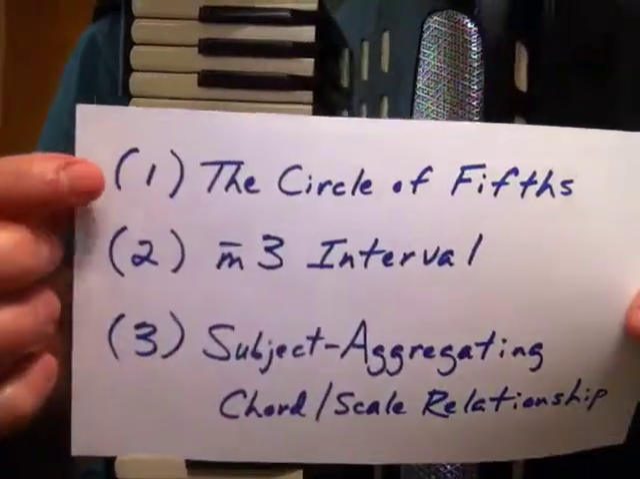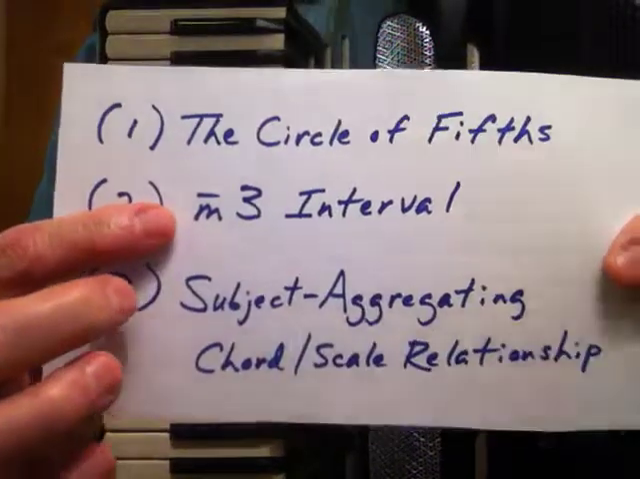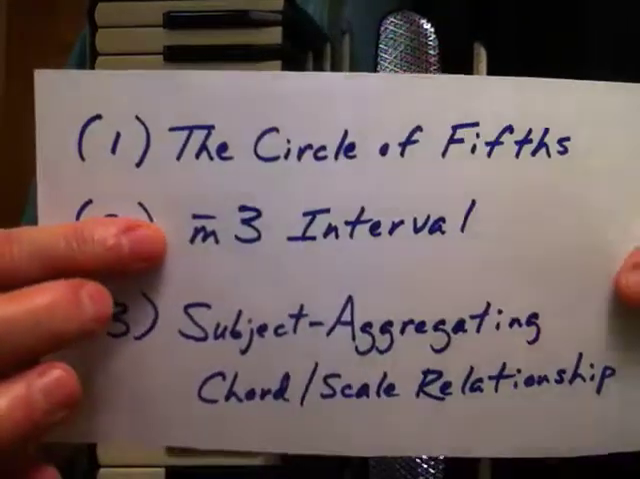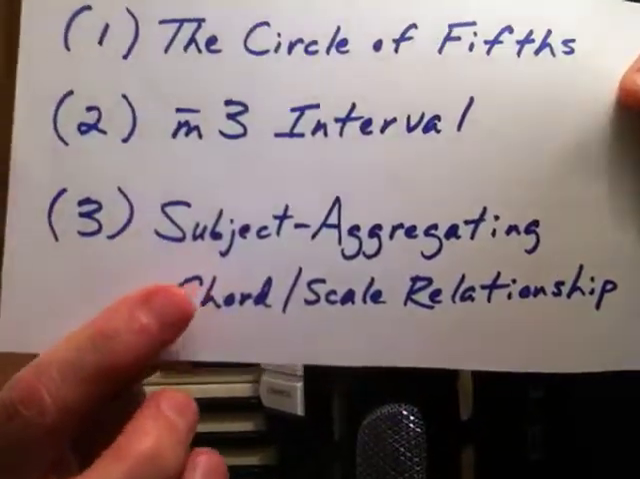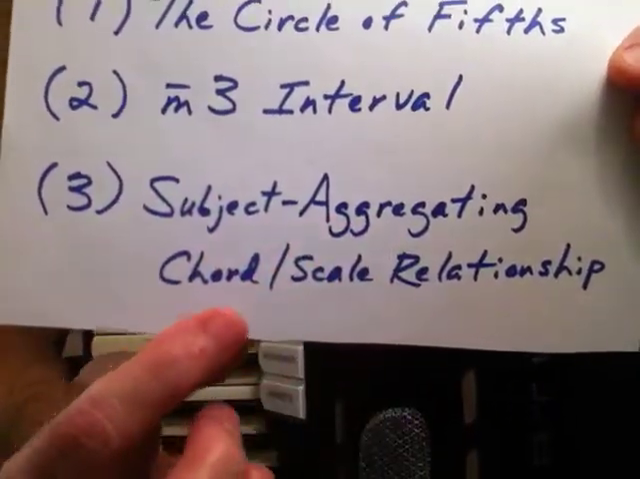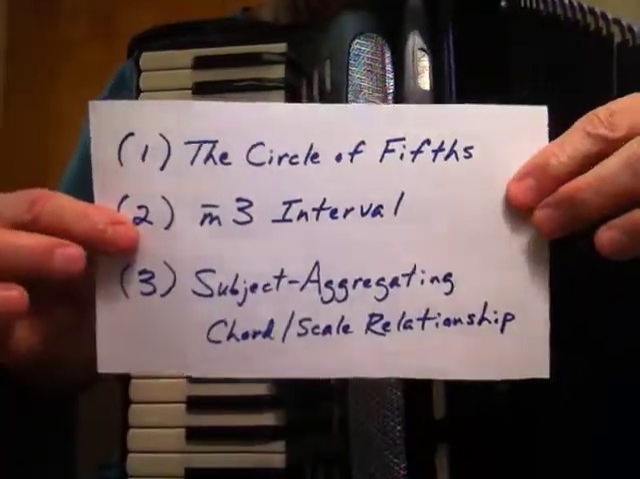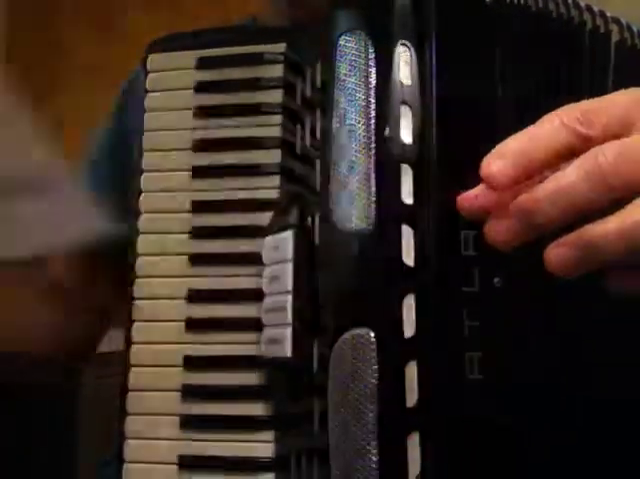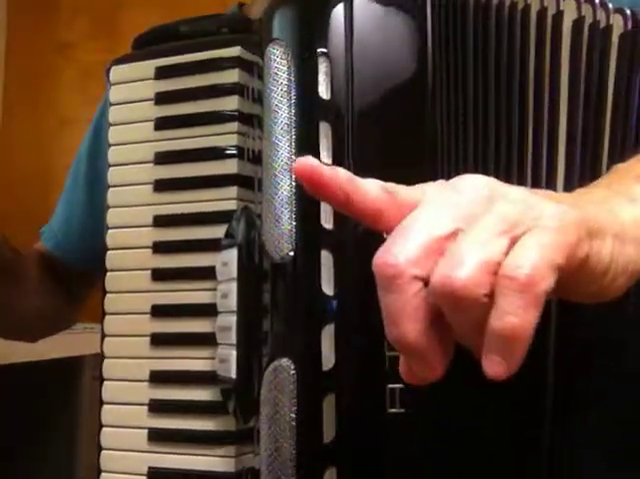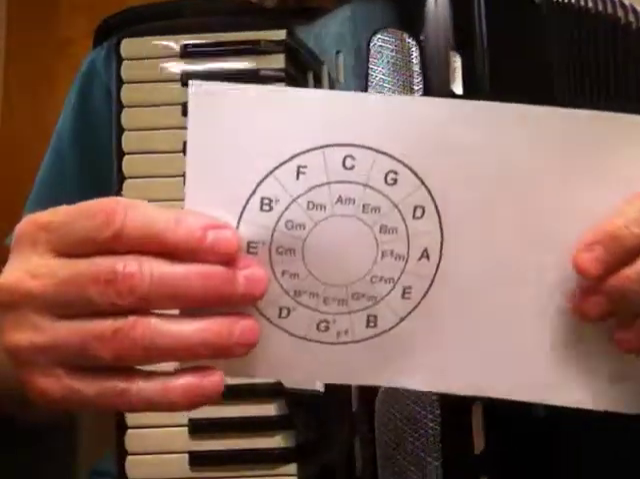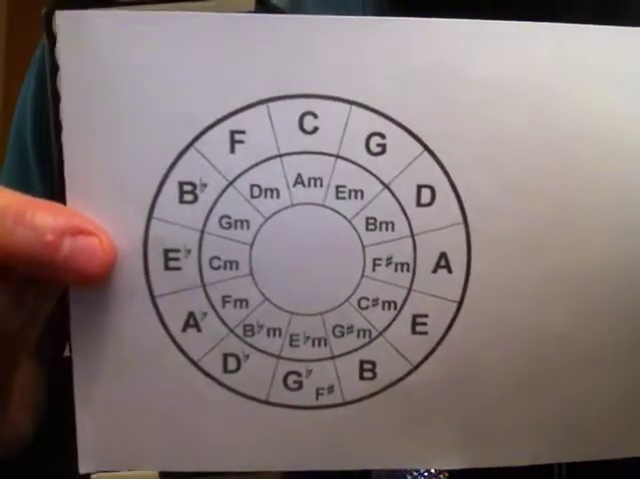the circle of fifths. Does it play a part in this? The minor third interval. Does it play a part in McCartney's music, in his song, Maybe I'm Amazed? What about Joey's concept of subject-aggregating chord-scale relationship? Do any of these things, any of these goofy ideas, play a role in McCartney's music, ever, even if just once? So we have the circle of fifths, which I talked about over and over, right? And here's your handy chart.